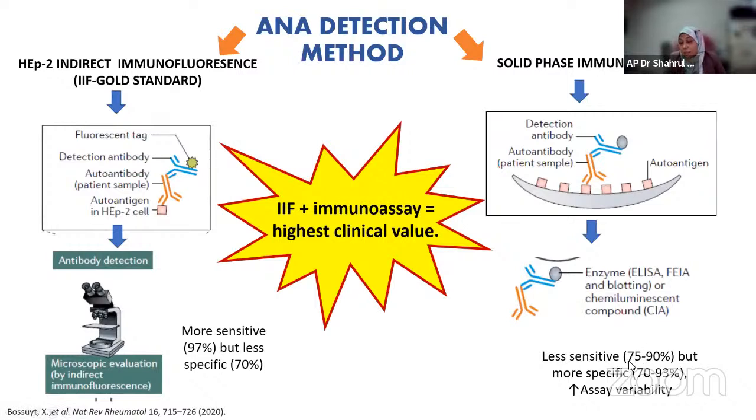Unfortunately with ELISA, because it is a commercially produced kit, it has a variable sensitivity. It can range from 70 to 90%, but it is more specific. So sometimes we may need to ask the lab the sensitivity and specificity of this ELISA. Of course, in the clinical setting, the best is to combine both methods, immunofluorescence as well as the immunoassay. But of course, it will incur a higher cost.